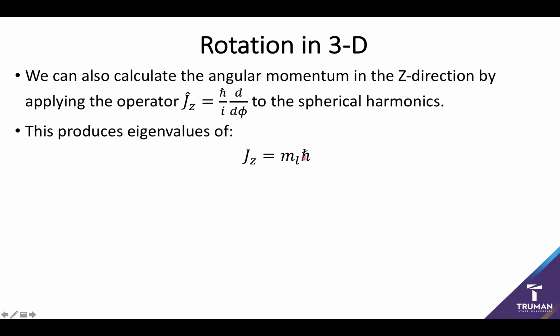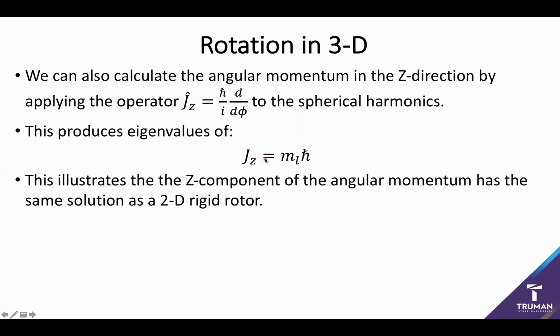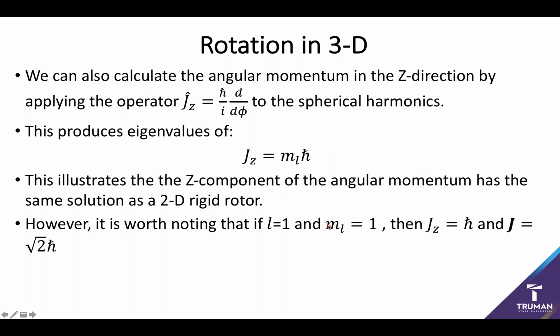And it's going to produce the same eigenvalues we had before. Our m sub L value times our h bar. So again, we're going to get the same sort of angular momentum in the z direction as we did with the two-dimensional rigid rotor. But I do want to emphasize an interesting feature. So let's work a case where I have an L of 1. Well, if I have an L of 1, I can have an m sub L of plus 1. So if I have an L of 1 and m sub L plus 1, then my angular momentum in the z direction is h bar, and my total angular momentum is square root of 2 times h bar. So about 1.4 times h bar.